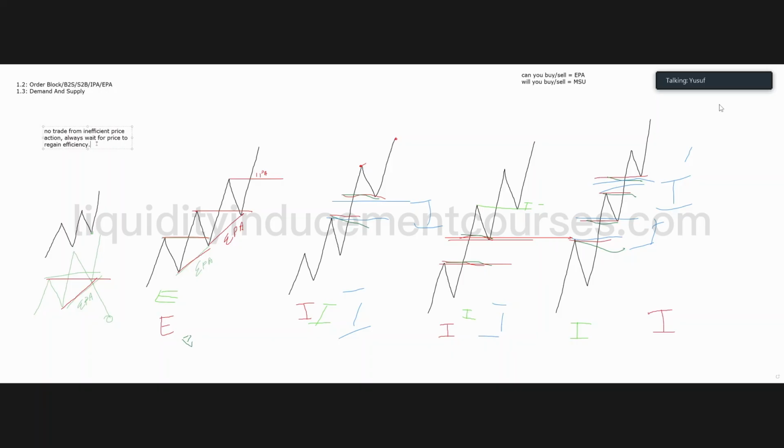Then the second rule is no MSU, no trade. So first, it has to be on an EPA, then followed by what? MSU. Can you see how it is being layered? So now, let me show you guys a quick example. Then we'll jump into this.